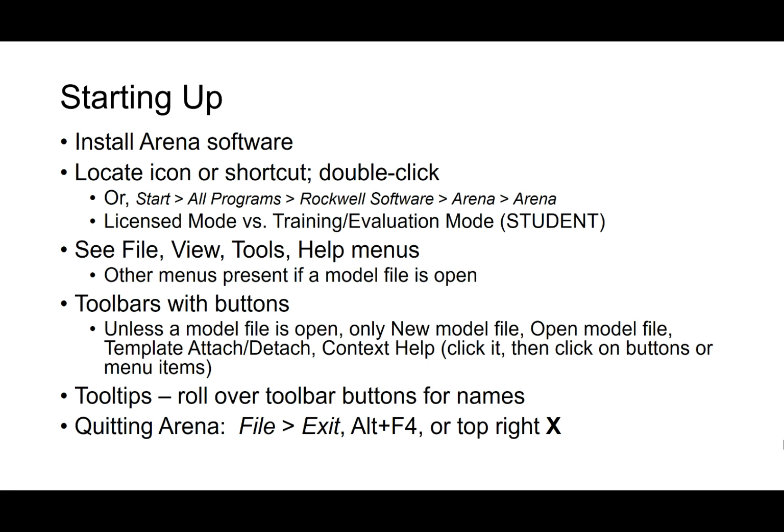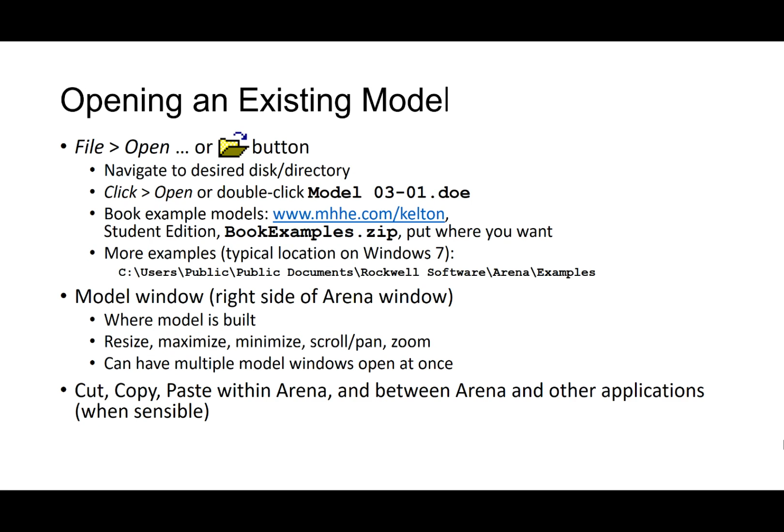In order to quit Arena, you can always go File, Exit, Alt F4, or just click in the upper right box, just like any other Windows software program. Opening an existing model is under the File or Open, or click on the Open button. Navigate to the desired disk or directory, and then you'll see that we have the Open a Model 03-01.doe. .doe is the file extension that Arena uses for simulation files. You can get examples in the student edition for bookexamples.zip, which should be available online at that location above, or you can get more examples through your software program that should be saved as part of the software installation.